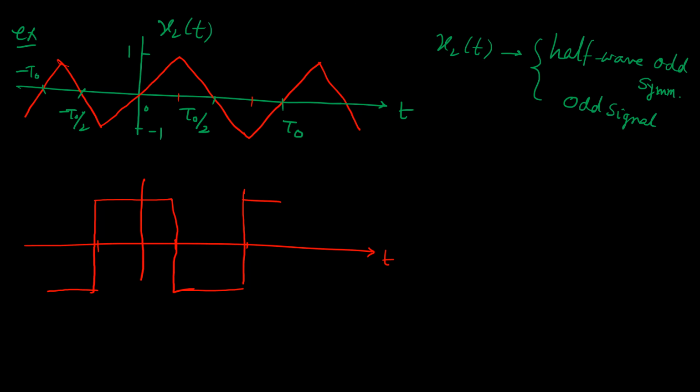This is your derivative of x2 signal. Okay. And for this one, we can find easily if it is your t naught. So which one is t naught? This is your t naught by 4. This is your t naught by 2. This is minus t naught by 4. And this is your minus t naught by 2.